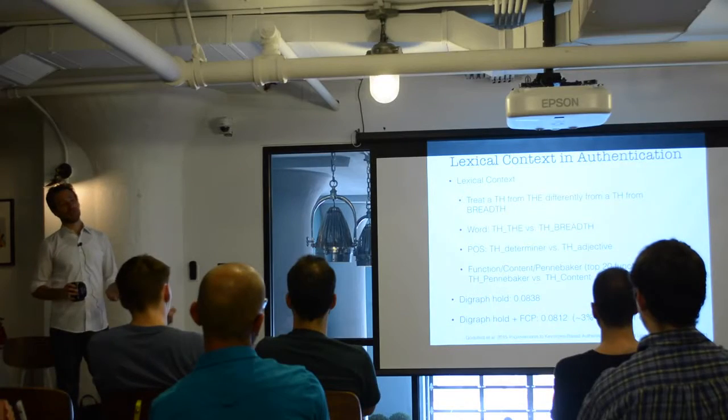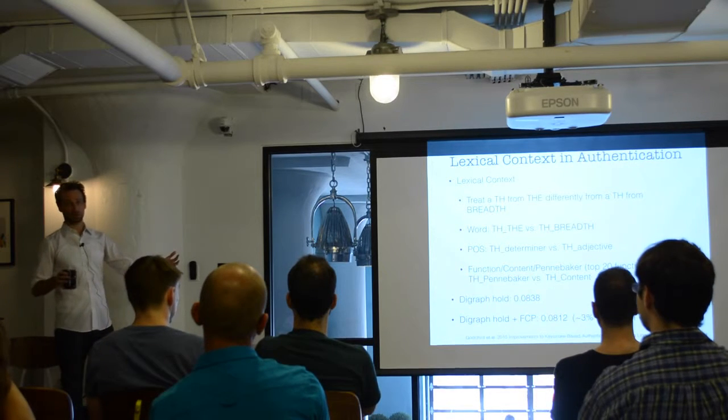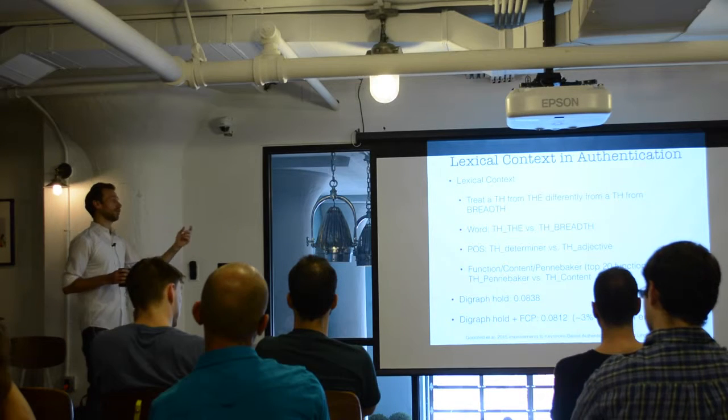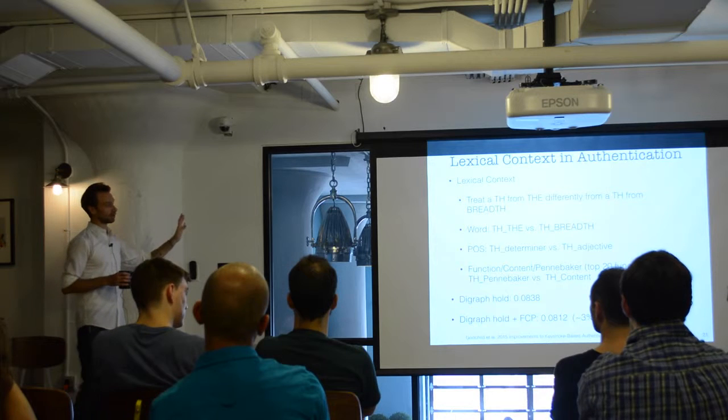Another thing we looked at, which folks have looked at in a variety of different ways, is lexical context. And here the notion is the TH that we type in "the" is different from the TH that we type in "breadth," right? And we can know that because we have access to broader lexical context. So we're going to represent new features based on the TH in "the," the TH in "breadth," and just general THs.